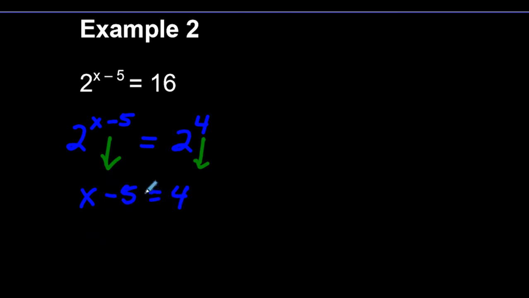And then from there, you just get the x all by itself. So let's get rid of this negative 5 right here. We get rid of it by adding 5 to both sides. I may not always show this step because I'm assuming you already know this. We end up with x equals 9. And you could check it: 9 minus 5 is 4, and 2 to the power of 4 is definitely 16. So this answer is correct.